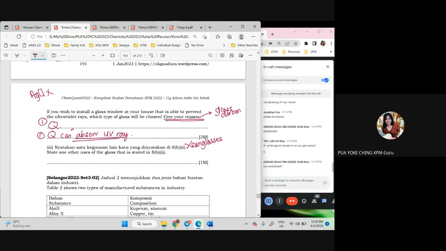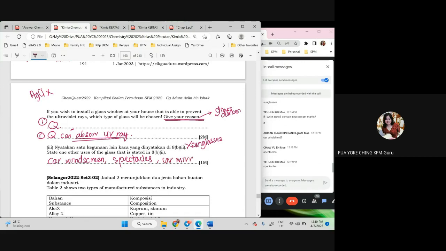So, what is other? Car windshield? Yes. Car window. Car windscreen. Okay, car windscreen. And then spectacles. And then car mirror. Window mirror. Okay.